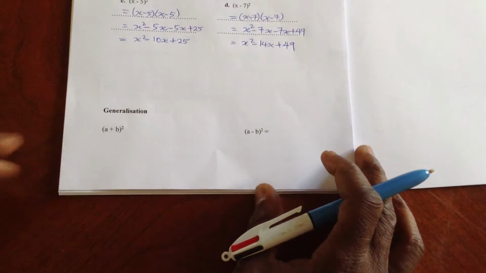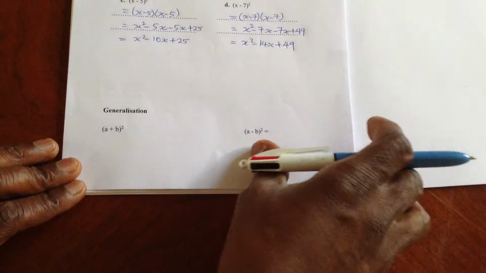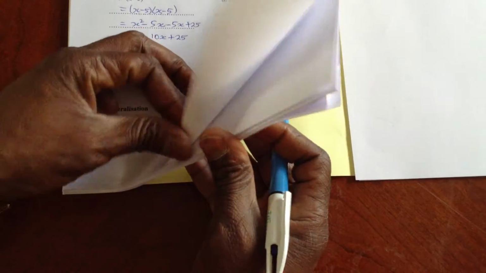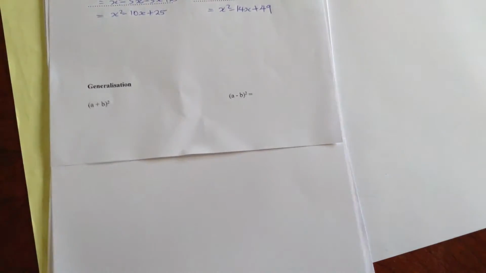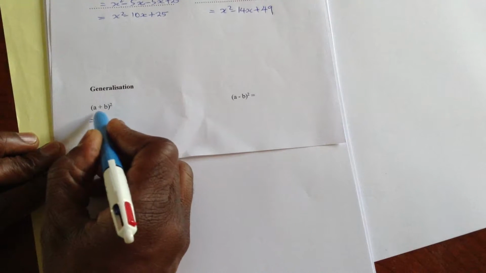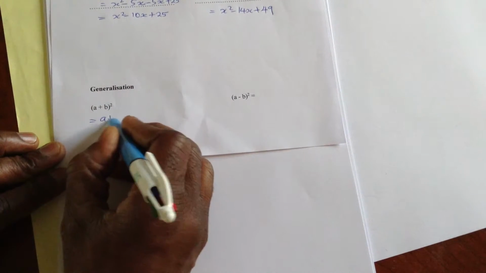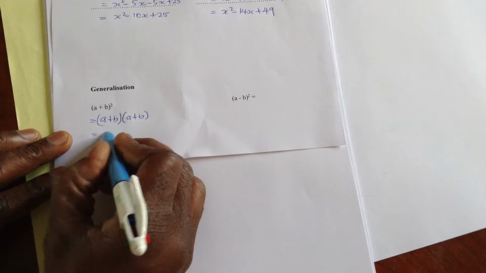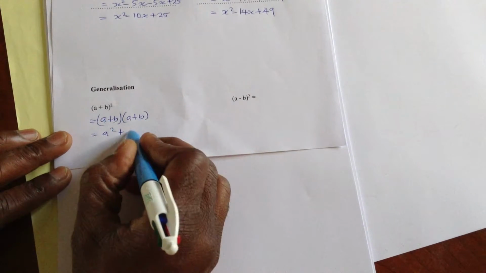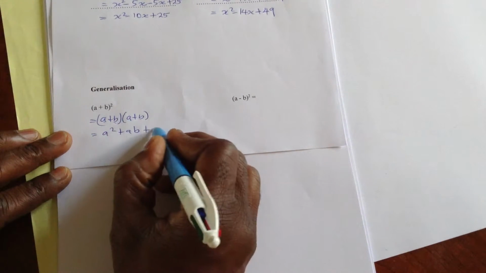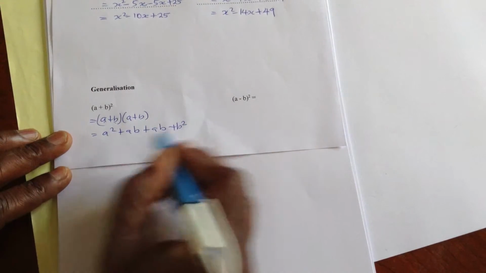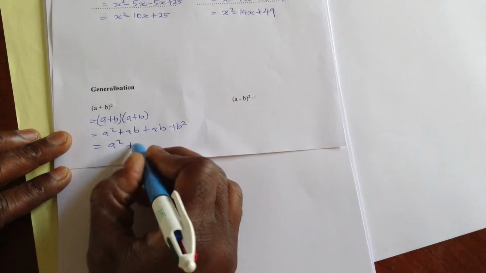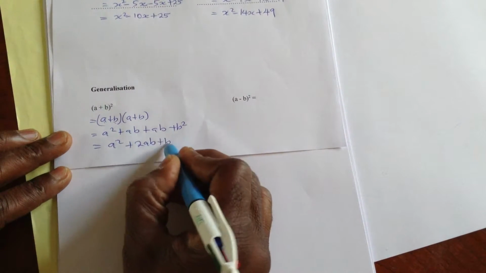Now, there's an interesting generalization around this. If I just have them in terms of letters, a plus b all squared becomes a plus b times a plus b. That gives me a squared plus ab add ab add b squared, which will simplify to be a squared add 2ab add b squared.